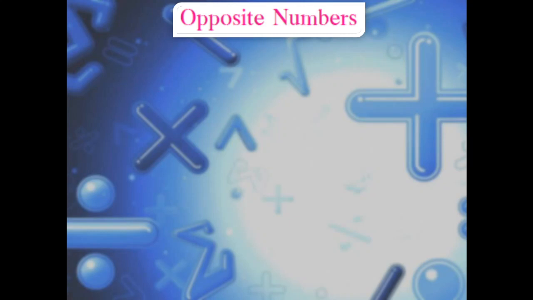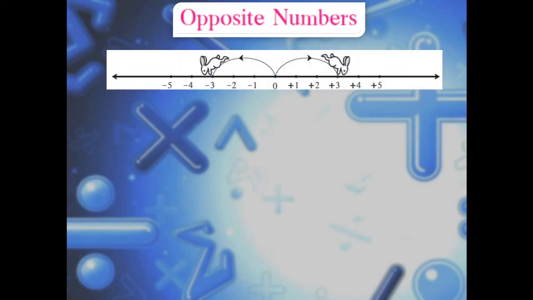If a negative number is given, its opposite number is positive. Now how to understand it better? I have rabbits which are moving from 0 to the left side, and again from 0 to the right side. Both the rabbits are moving to opposite sides. See, it is hopping from 0 to minus 3 on the left and 0 to plus 3 on the right. What does it mean? It is moving directly on the opposite side, having the same difference.